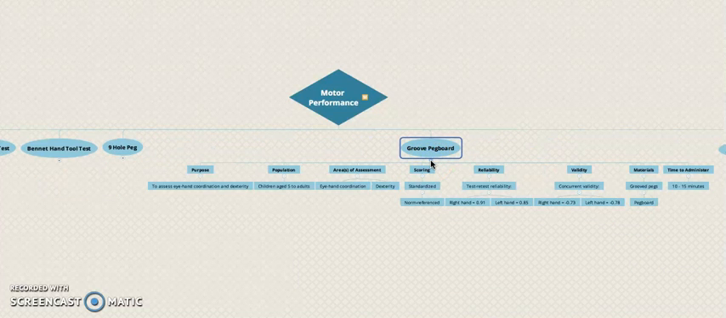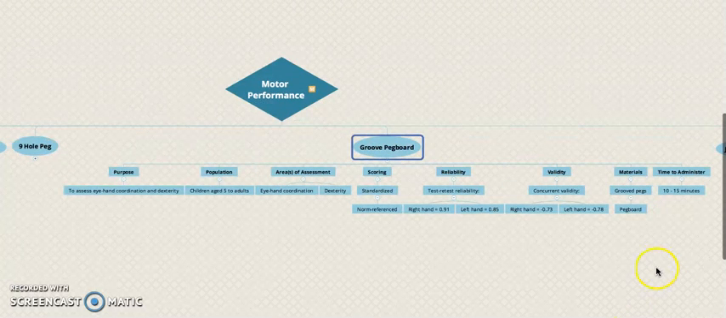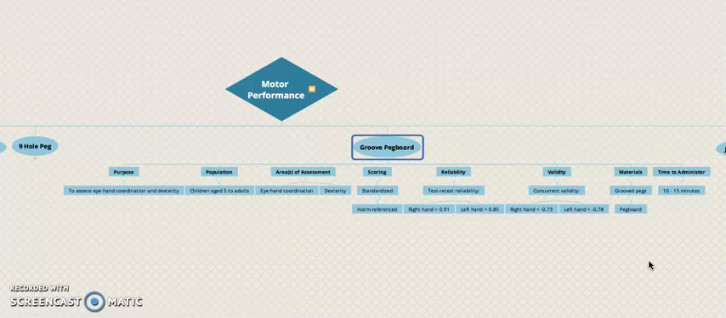Next is the grooved pegboard, and with this one you're going to assess eye-hand coordination and dexterity, used with children age 5 all the way up to adults. So you will be looking at eye-hand coordination as well as dexterity. This assessment is standardized as well as norm referenced. It has test-retest reliability on both the right and left hand and concurrent validity as well. The materials used will be the grooved pegs as well as the pegboard, and it takes about 10 to 15 minutes to administer.